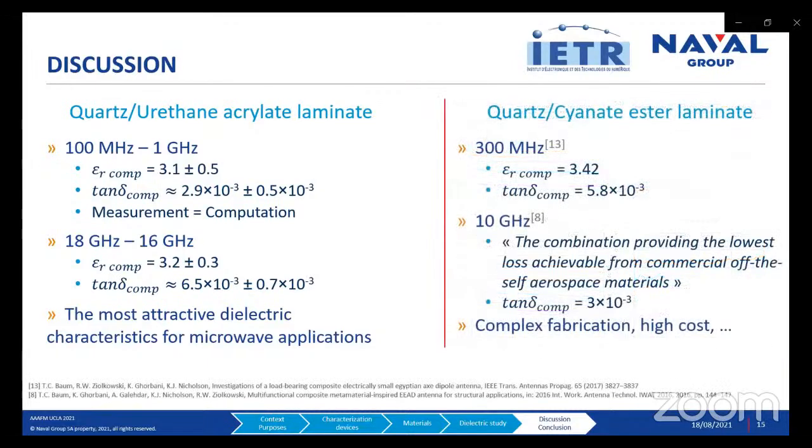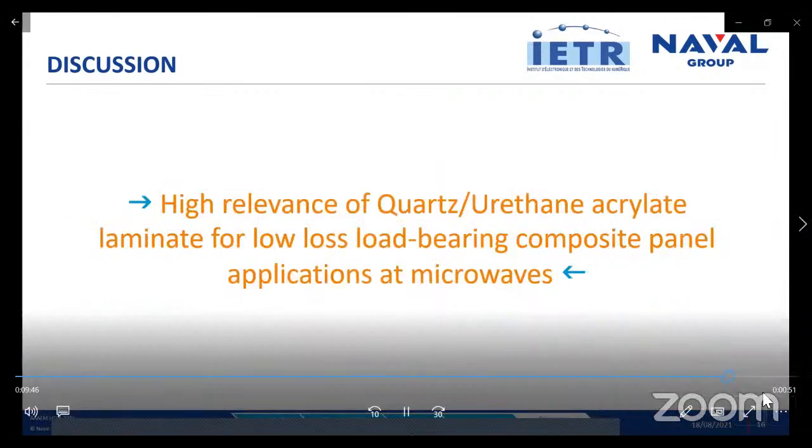In the literature, we find the quartz cyanate ester laminate, which is presented as the combination providing the lowest loss achievable from commercial off-the-shelf aerospace materials. At 300 MHz, this laminate has higher dielectric loss than the quartz urethane acrylate laminate. Despite the fact that quartz cyanate ester presents dielectric loss of 0.003 at 10 GHz, this nature of resins involves complex fabrications and high costs. From these discussions, we highlight the high relevance of quartz urethane acrylate laminate for low-loss load-bearing composite panel applications at microwave.